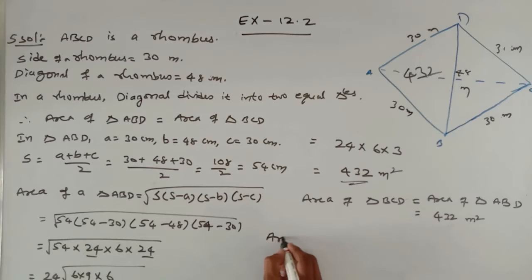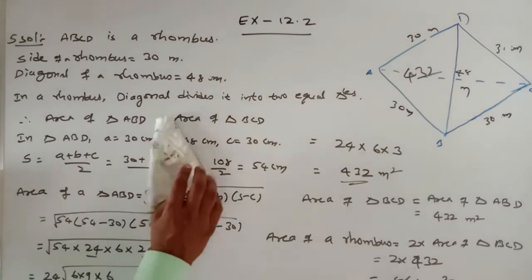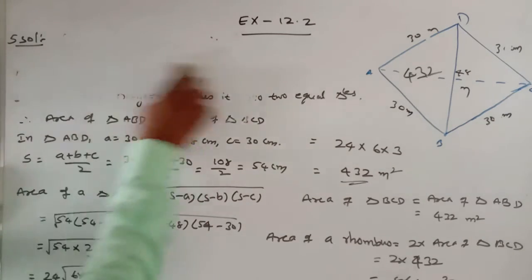Now I want the area of the rhombus. Area of a rhombus is equal to 2 into the area of triangle BCD, or the sum of these two triangles, ABD plus BCD. That is equal to 2 into 432, which is 864 square meters. Now the area of the rhombus is 864 square meters. Okay, I got the area of the rhombus. Now the number of cows is also given, so I need to calculate how much area each cow is going to get.